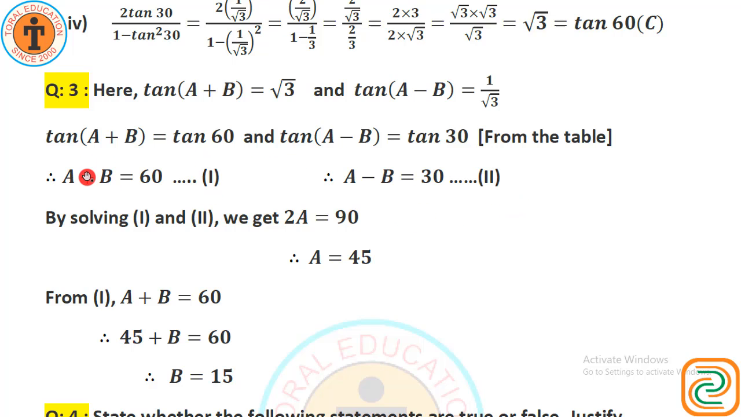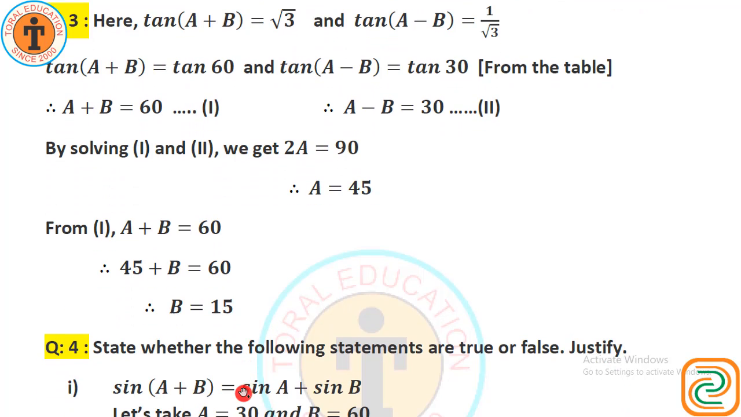Solving these two equations, if we add a plus b equals 60 and a minus b equals 30, we get 2a equals 90. Why? Because b and b, positive and negative, cancel. So a plus a is 2a, and 60 plus 30 is 90. So a equals 45. We have got a. If we take this value in equation 1, a plus b equals 60, that is 45 plus b equals 60, then 45 will be subtracted from 60. Therefore, b equals 15. So we have two answers, a equals 45 and b equals 15.